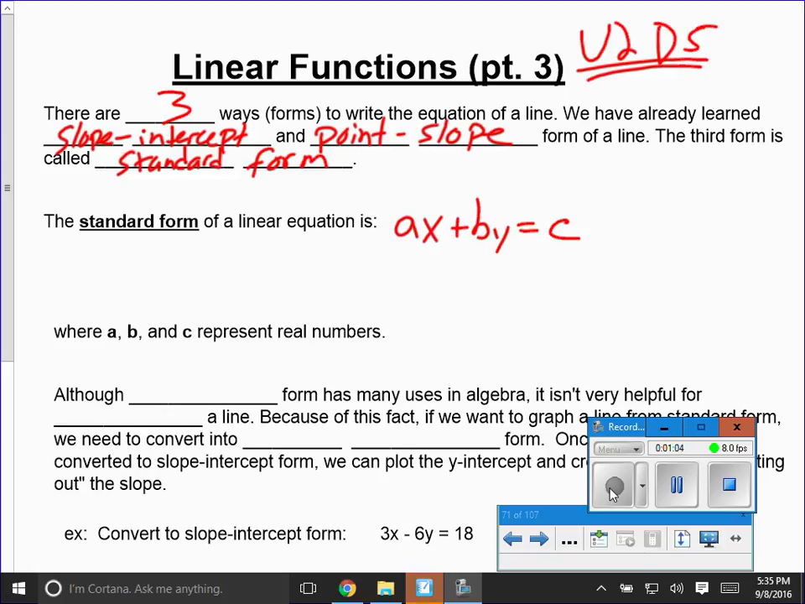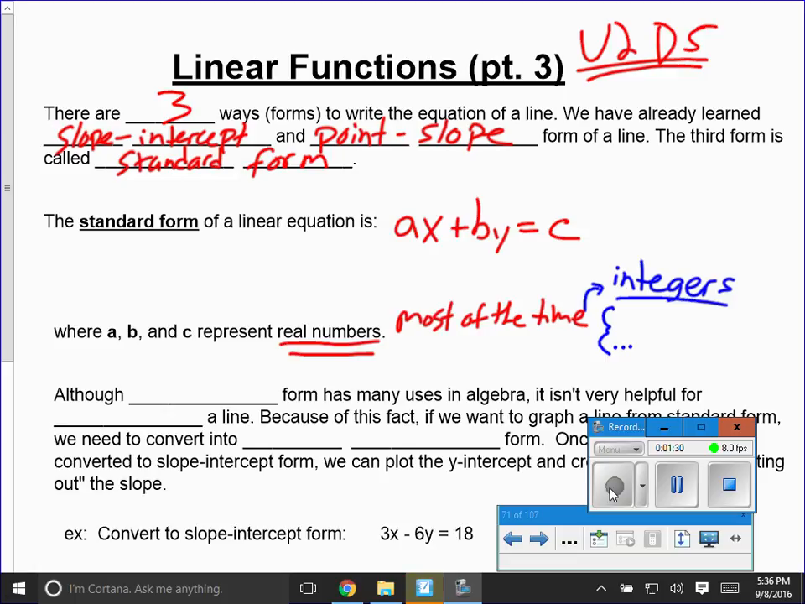Alright, so A, B, and C represent real numbers. Right, and most of the time we see it, they're not just going to be real numbers, they're going to be integers. By integers what I mean is positive and negative whole numbers. So any negative whole number, 0, and any positive whole number.